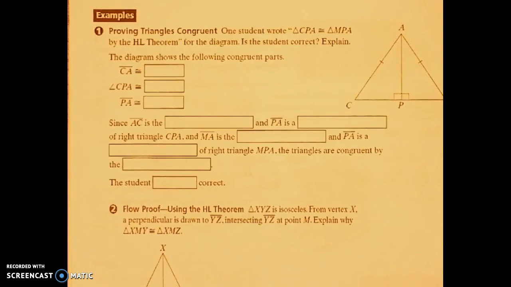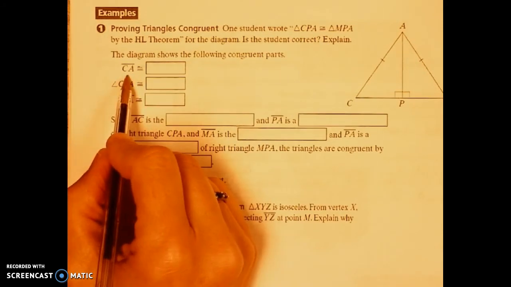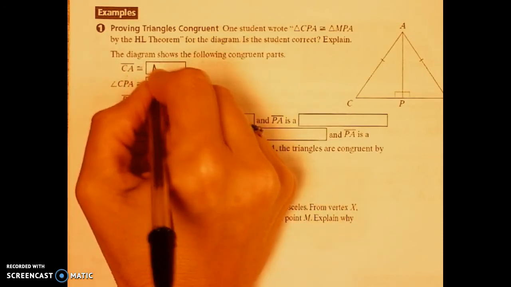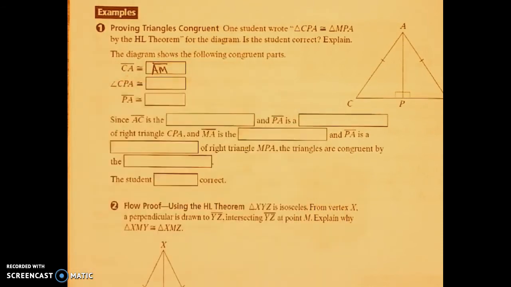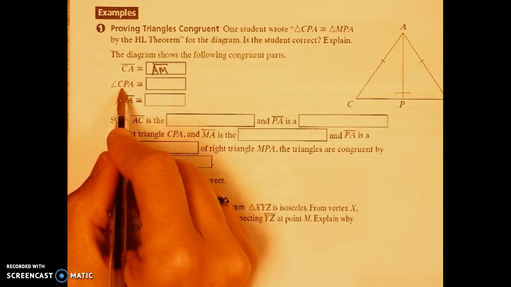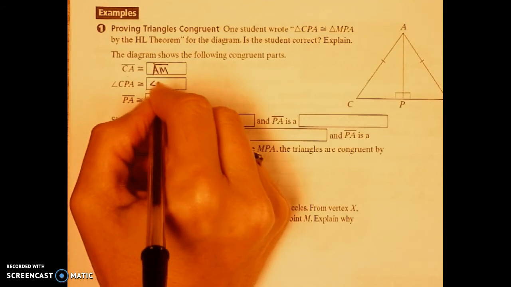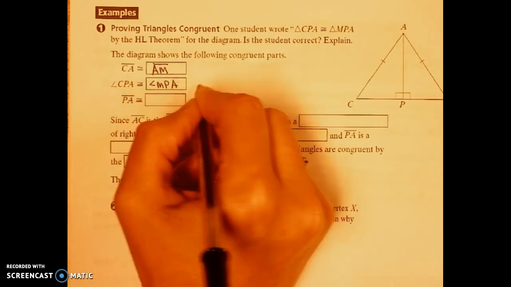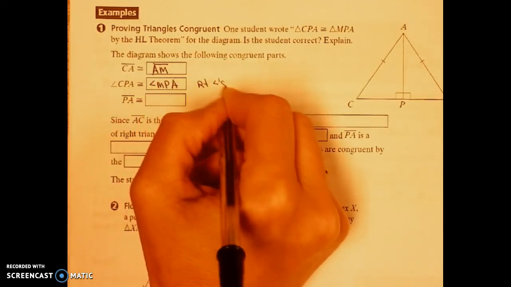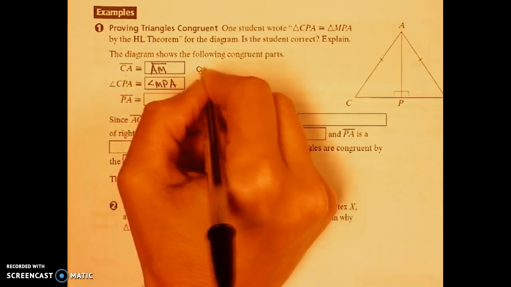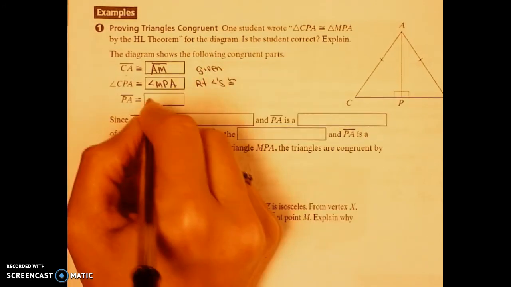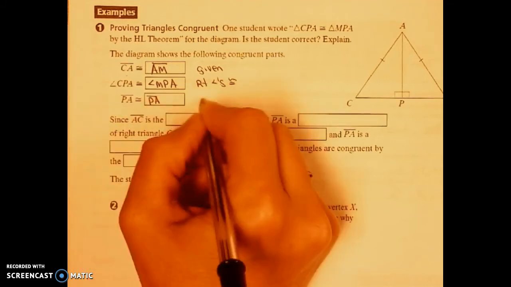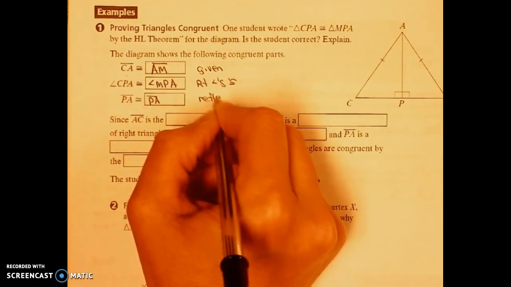Take a look at a proof, but we're just filling in the blanks, not an all-out proof. CA is congruent to AM, and we know that because of the given. We have angle CPA is congruent to angle MPA, and that would be because right angles are congruent. We have PA is congruent to PA, that would be because of reflexive.